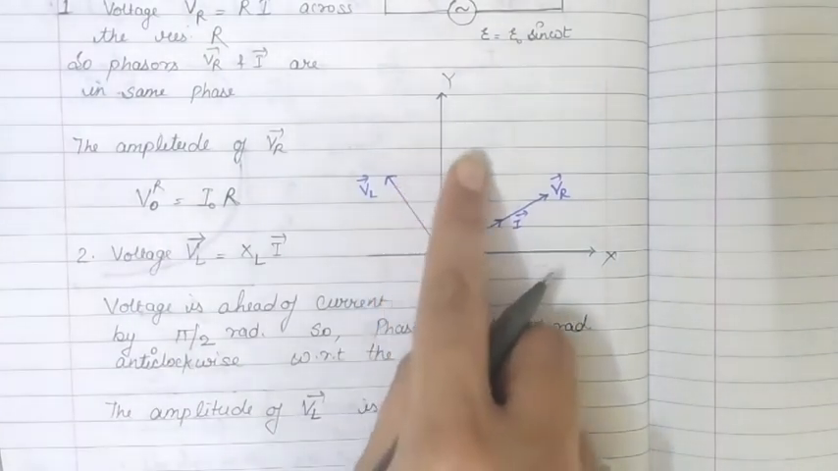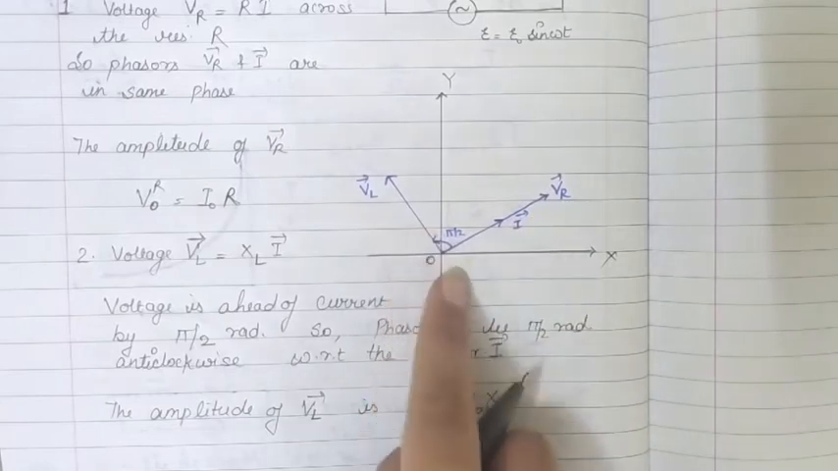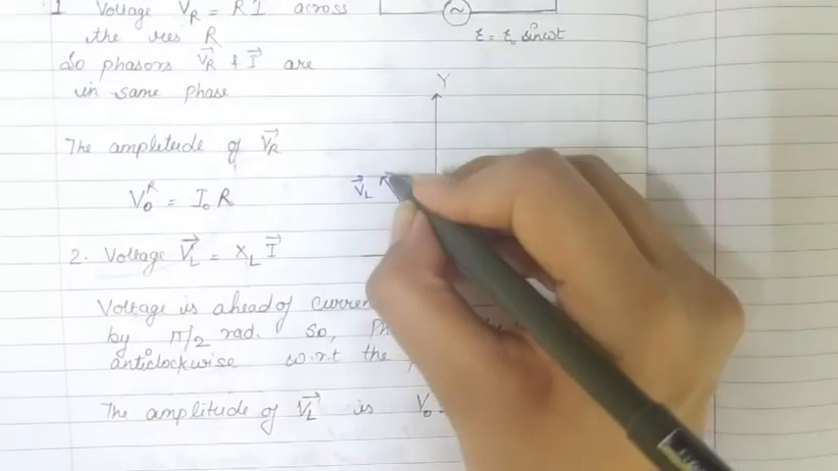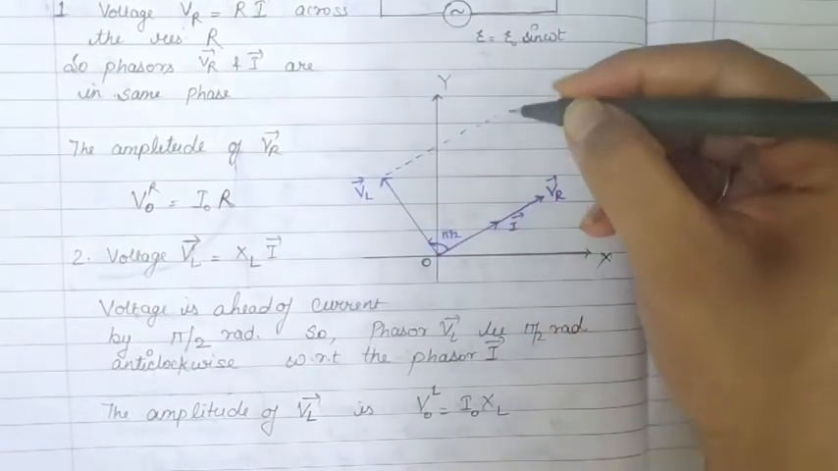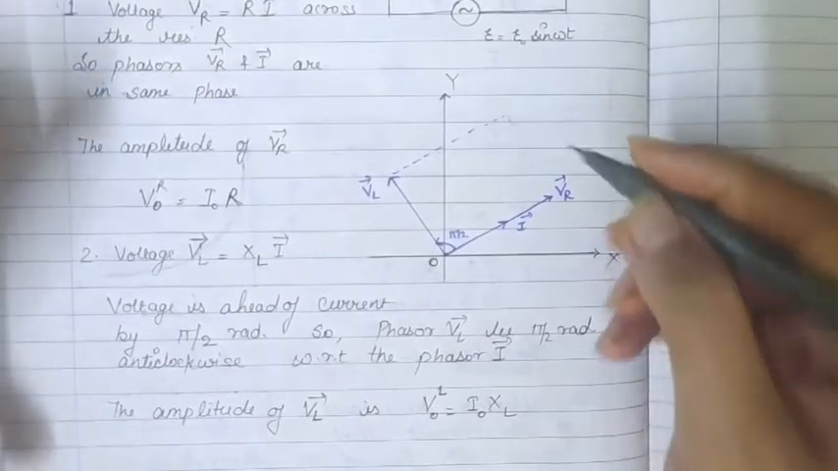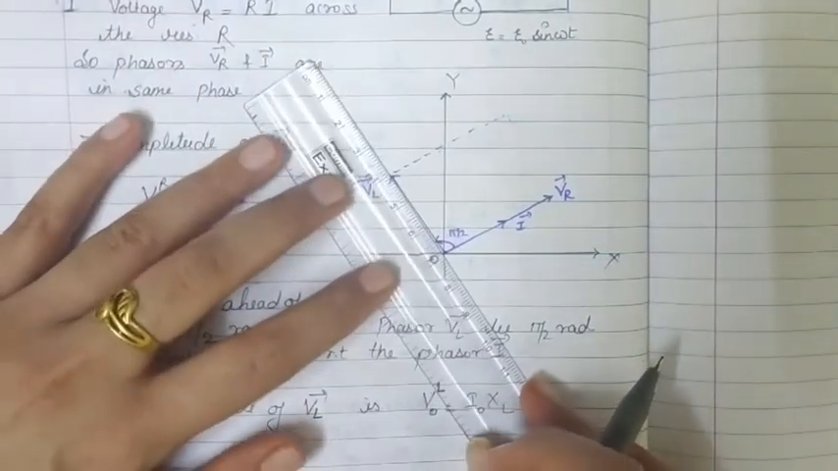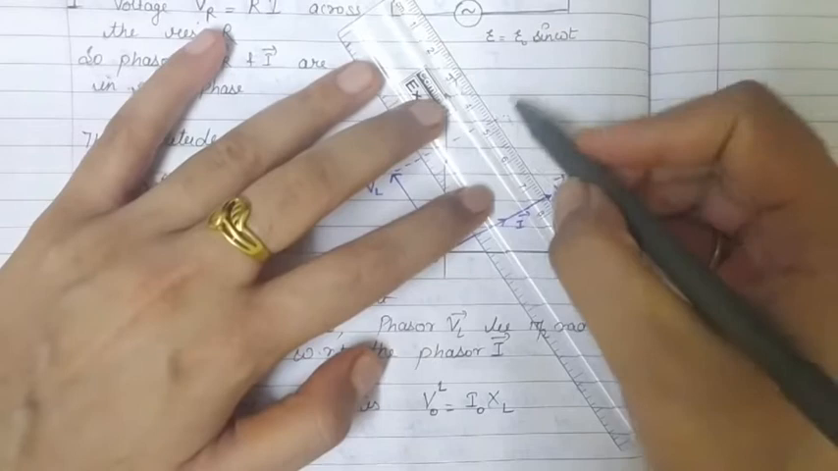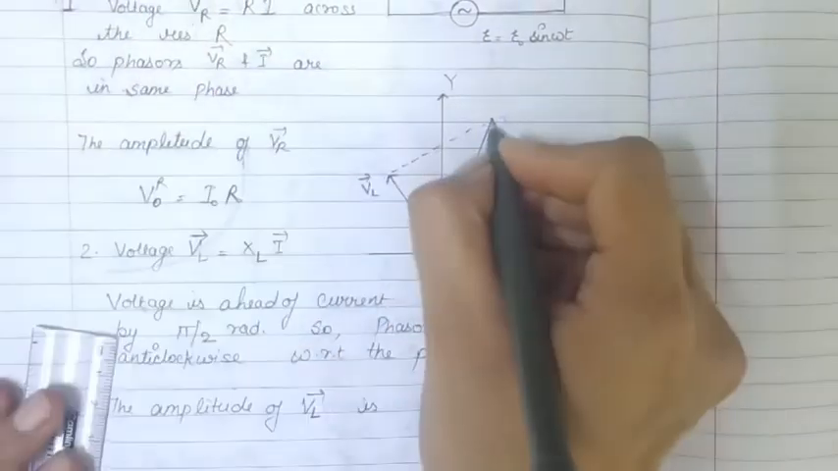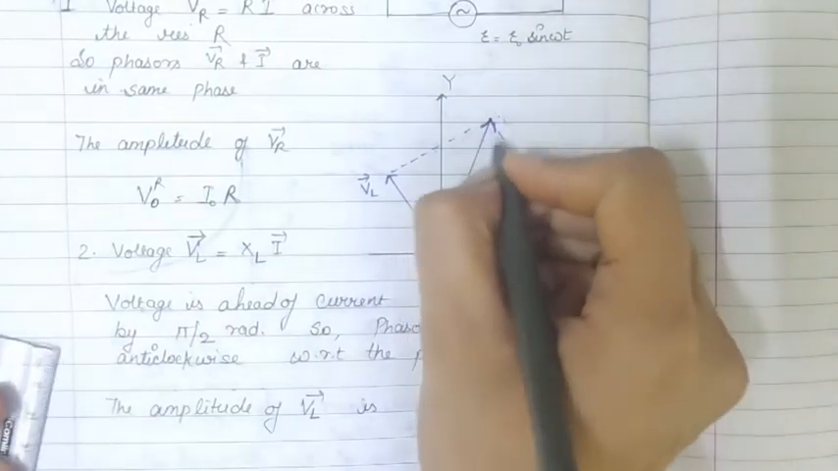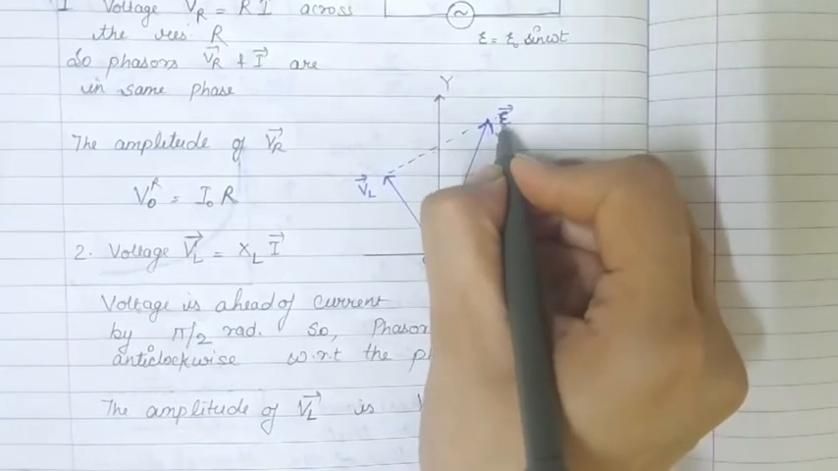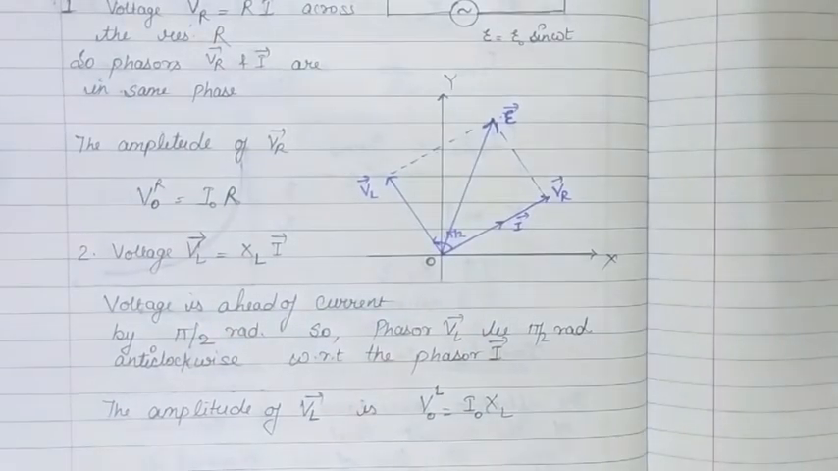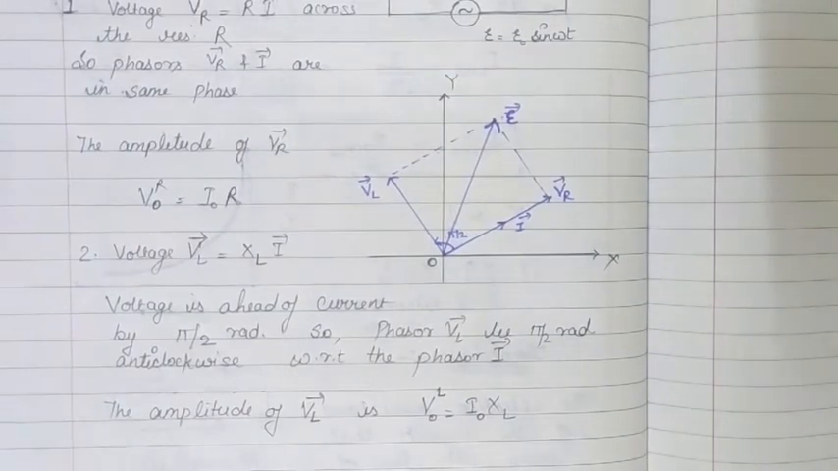Now if we want the resultant of these two vectors, then we can use vector laws of addition by just making parallel vectors to these, and the diagonal of it will represent the resultant. So this is the resultant of the circuit. That means this is the epsilon vector, that is the net EMF or the net voltage that is connected here.